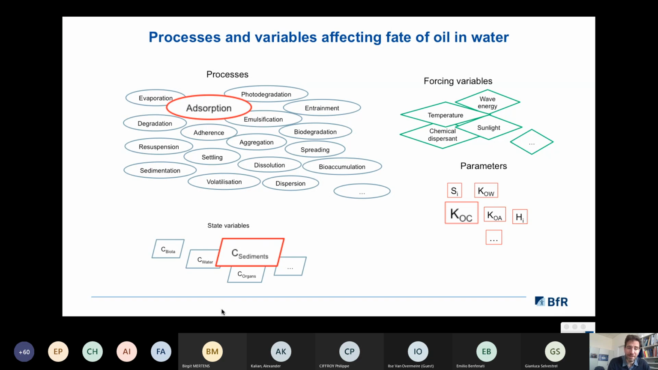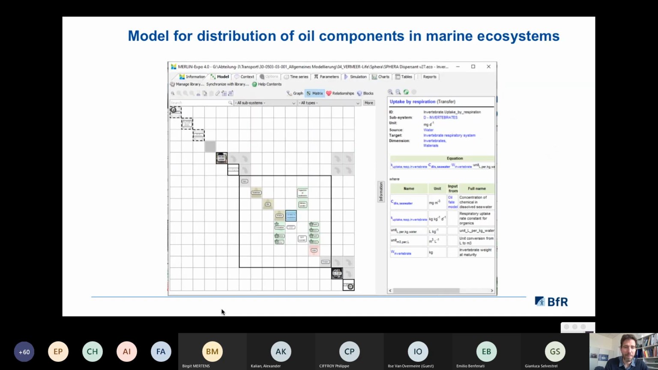And so the binding or the state variable is the concentration of the compound in sediment. And in this matrix here, which is now more complex because we opened one of the boxes, you can see that inside of each of the boxes there's a lot of processes involved, just to show you how this looks like, but we will have a closer look at that tomorrow when you get hands on the tool.